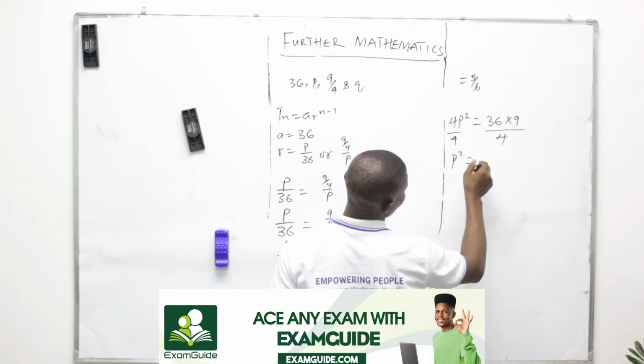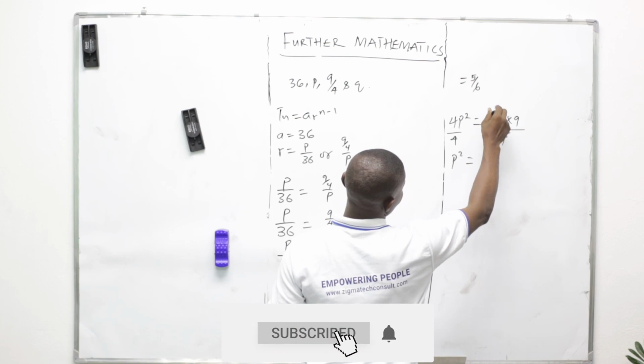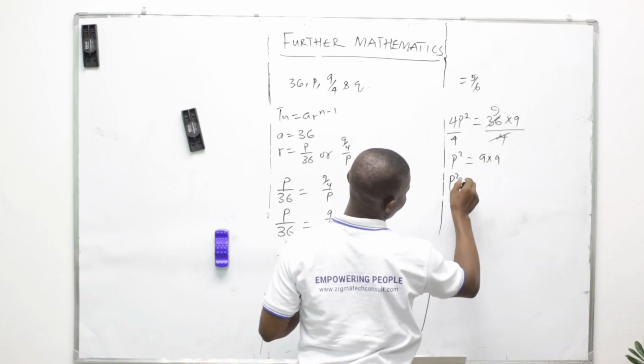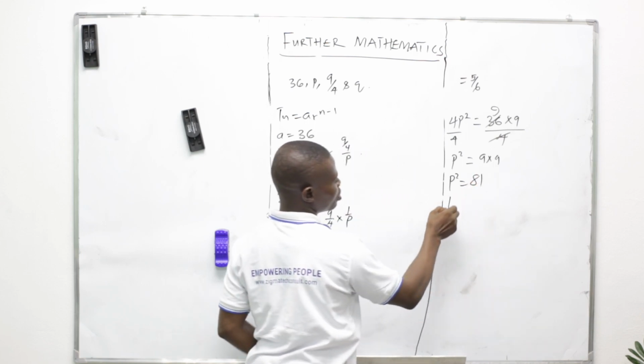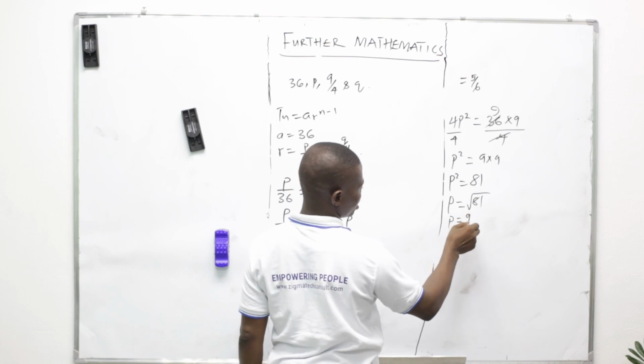P squared equals 9 times 9, P squared equals 81. So P equals the square root of 81, P equals 9.